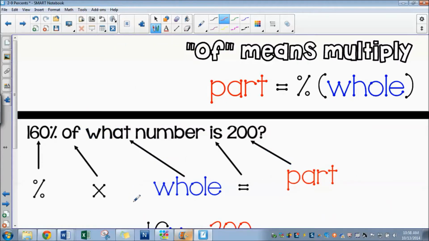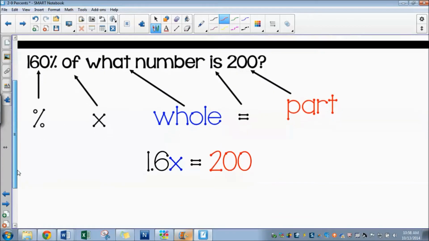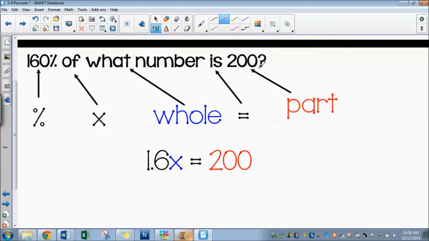So let's see some application of this. Always remember that the word of means to multiply. Translate that as multiplying. So the part equals the percentage times the whole. So 1 is 25% of 4. Let's look at another one here. 160% of what number is 200? You can see how I've pointed out the different portions of this. 160% is obviously the percent. Of, remember, means multiply. What number? That's the whole, because we want to know 160% out of what whole portion. Is equals, and 200 is the part.